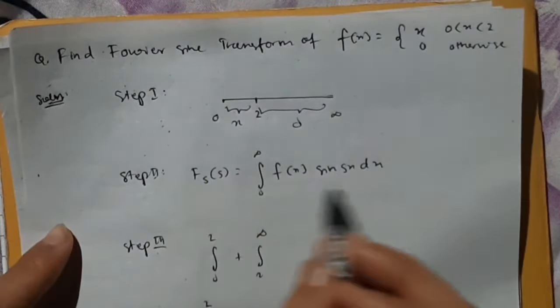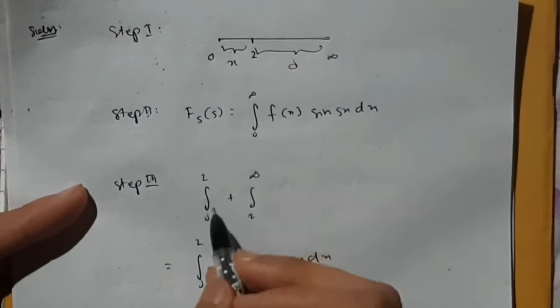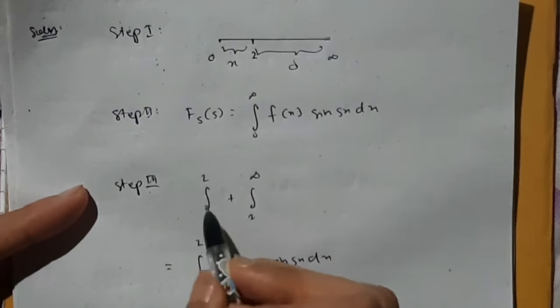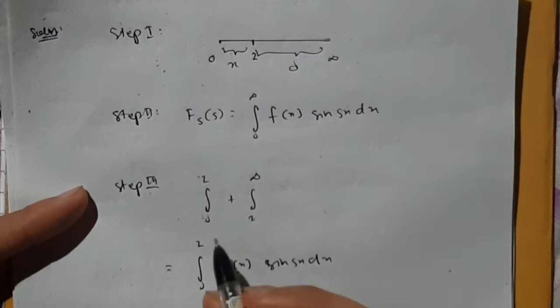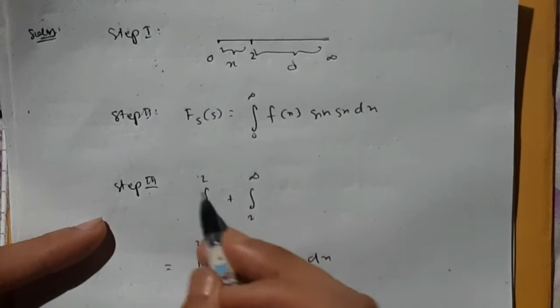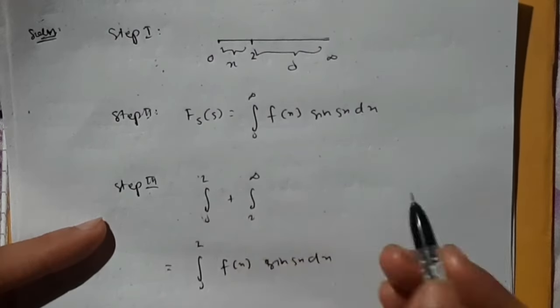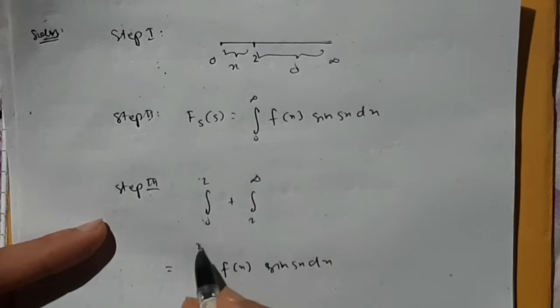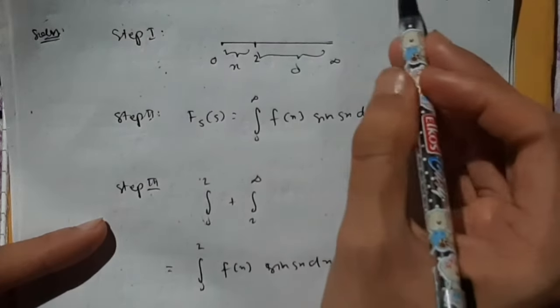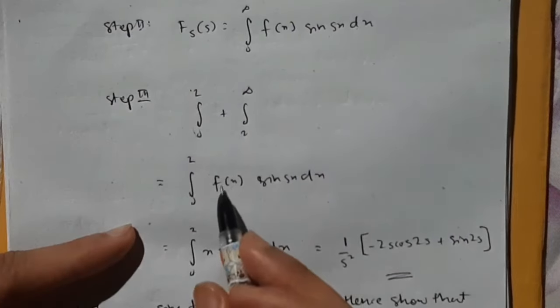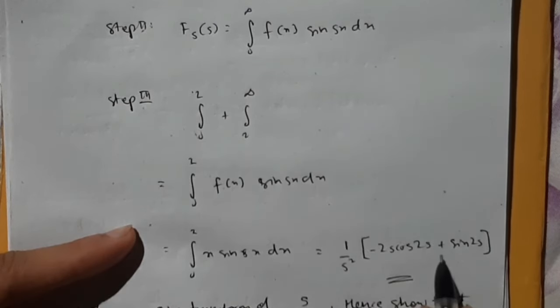Step 2, write the formula. After writing the formula you'll have this 0 to infinity divided into two parts, 0 to 2 and 2 to infinity. For 0 to 2 only you need to consider. 2 to infinity it is 0, so you need not consider this one. For 0 to 2, what is f of x? It is x, so instead of f of x you will write x sine x dx. When you evaluate this one you'll have this thing. That's the Fourier sine transform.